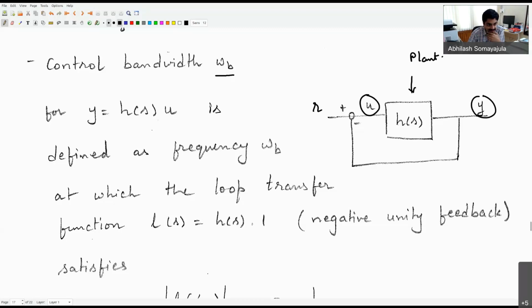The idea here is I want to look at the so-called loop transfer function, which means if I start at any point in the loop, if I break the loop at some point, let's say that I make a break here. I want to see from here to here, what is the input to the output ratio? That is what represents my loop transfer function. In this case, that loop transfer function is nothing but h of s times unity. The unity is coming because of the feeding of my output directly to my input.